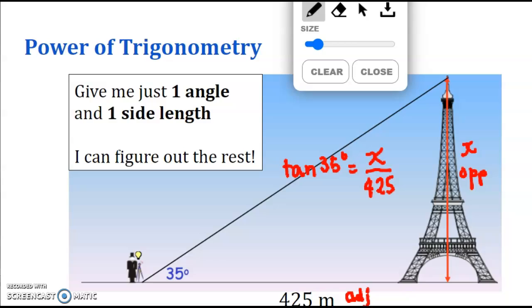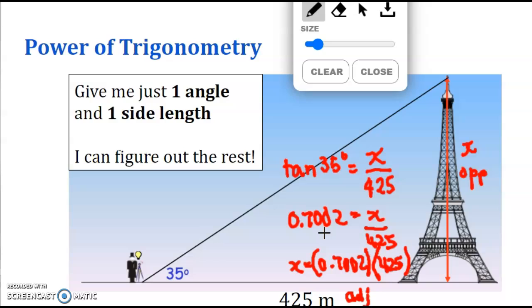And we can look up tangent of 35 degrees from our table, which tells me tangent of 35 degrees is 0.7002. So 0.7002 is equal to x over 425. Now multiplying both sides by 425, I get x is 0.7002 multiplied by 425, which when I use the calculator, I get 298 meters. So from my calculation, I can approximate the Eiffel Tower's height to be approximately 298 meters.